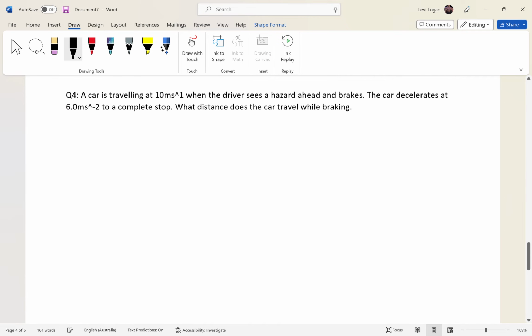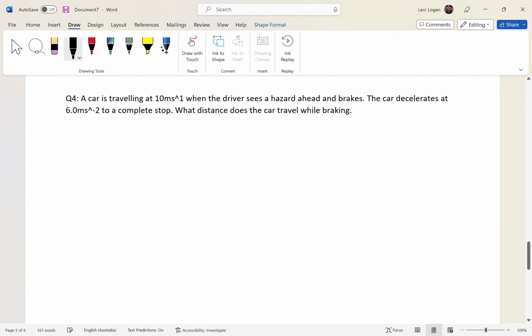Okay. A car is traveling at 10 meters per second when the driver sees a hazard ahead and brakes. The car decelerates at 6 meters per second squared to a complete stop. What distance does the car travel while braking? So if you want to have a go at this question, feel free to pause the video.